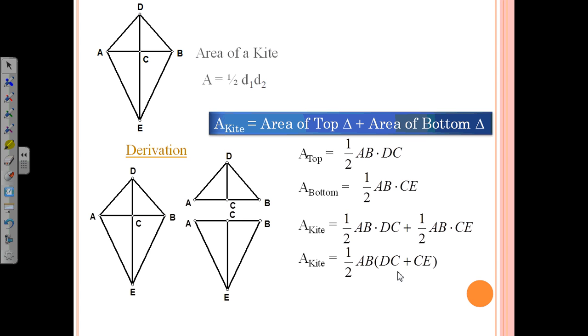Now, if we go back to our diagram and we look at what DC plus CE is, well, that's the entire diagonal DE. So we can replace that. Now it's 1/2 AB times DE. And look at that, that's diagonal times diagonal times a half. You got it. Okay, so now let's actually do a problem.